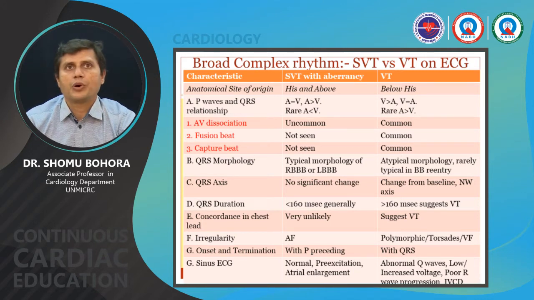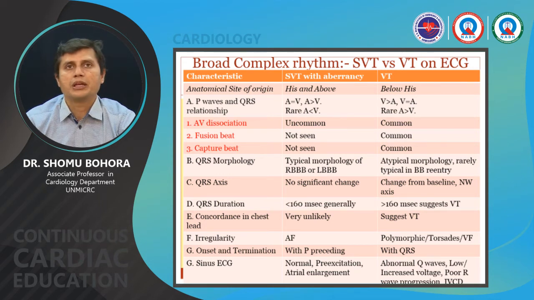The second major point of differentiation is the QRS morphology. You have a typical morphology of right bundle branch block or left bundle branch block in SVT with aberrancy, while you may have typical as well as atypical morphology in patients who have a ventricular tachycardia.